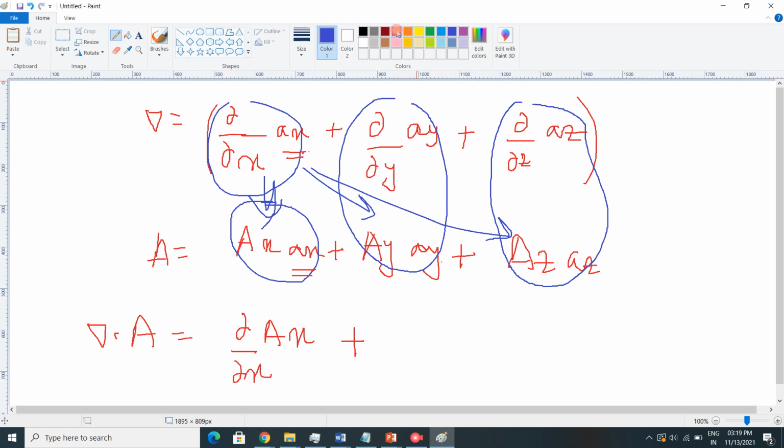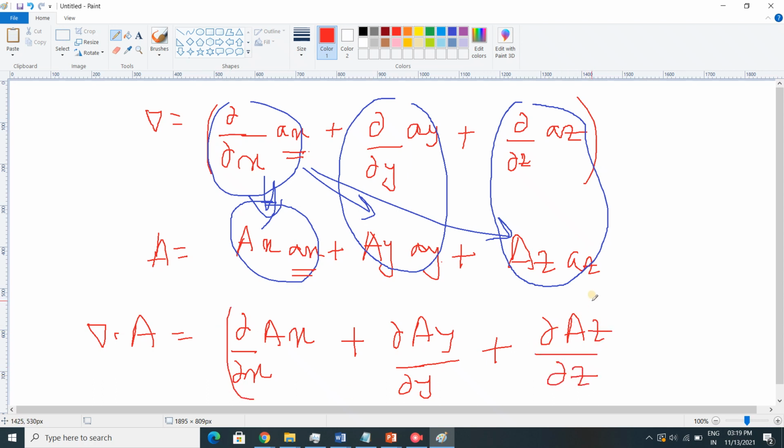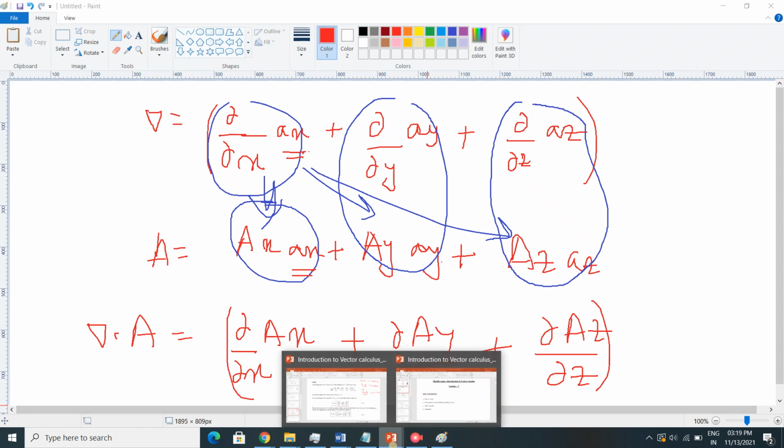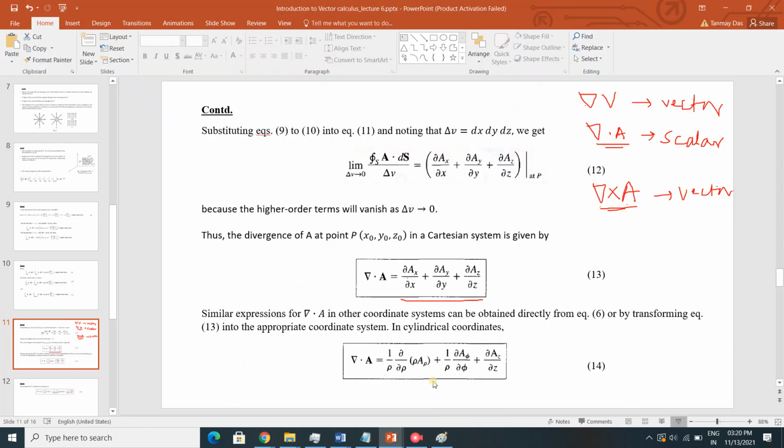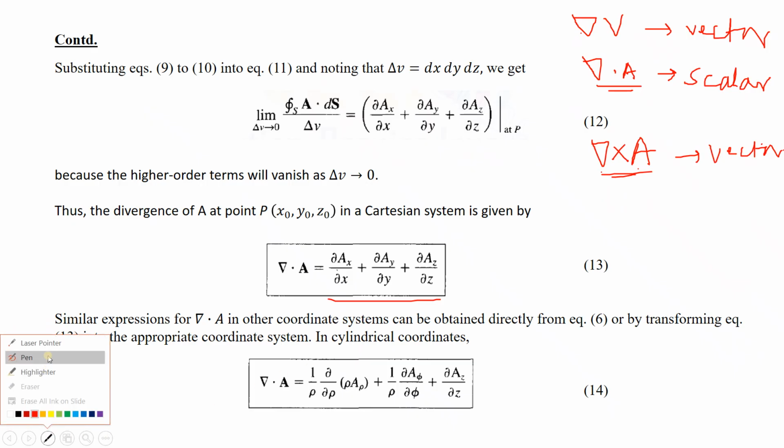So x corresponds to x, y corresponds to y, and z corresponds to z. Here also it is del y of ay plus del z of az. So it is a scalar. It is not at all a vector. It is no longer a vector. Okay. So it is a scalar.